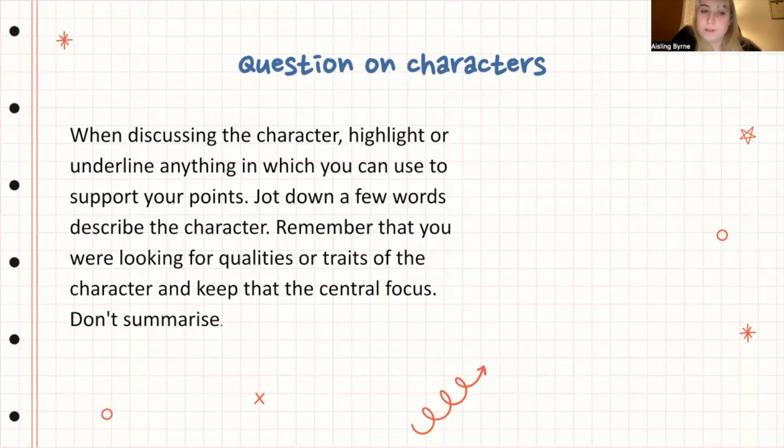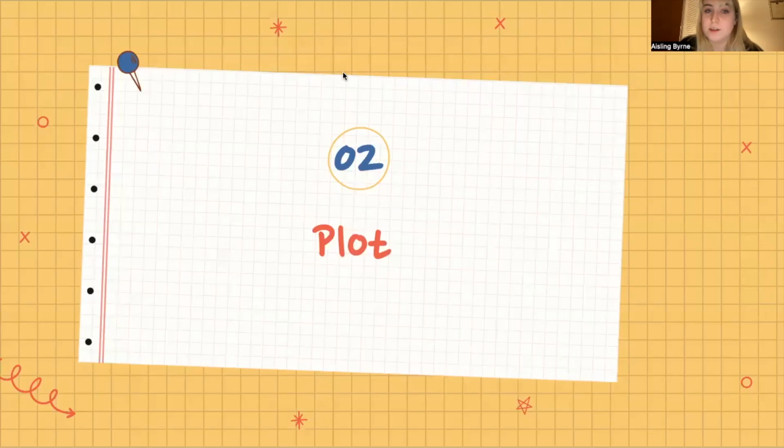Jot down a few words to describe the character. So that'll be in our little plan that we do. Jot down maybe a few little lines. And remember that we're looking for qualities or traits of the character, and keep that as your central focus. So we're not looking at what happened in the story. We're just looking at the specific character, and don't summarize. Just remember, please don't summarize. Try to keep the focus on the character.